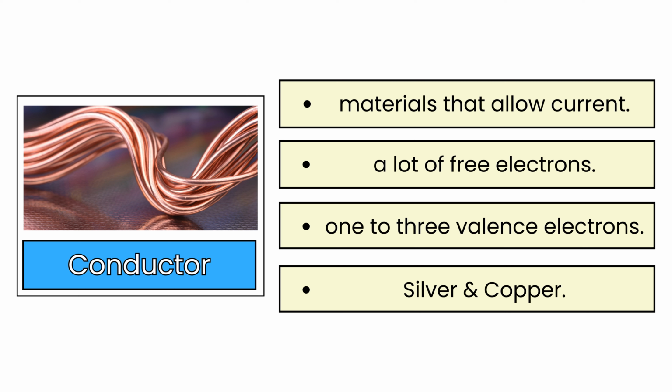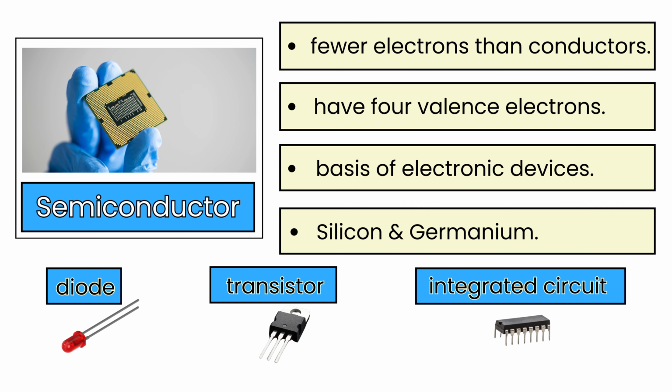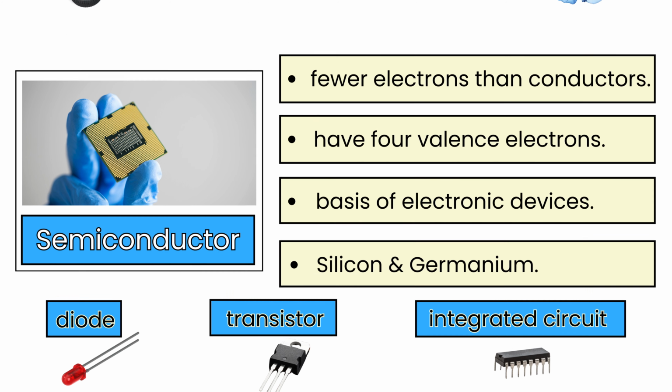Conductors typically have 1 to 3 valence electrons. Examples include silver and copper. A semiconductor has fewer free electrons than a conductor and contains 4 valence electrons. Semiconductors are the foundation of electronic devices like diodes, transistors, and integrated circuits. Common examples are silicon and germanium. They conduct electricity under certain conditions but act as insulators under others.